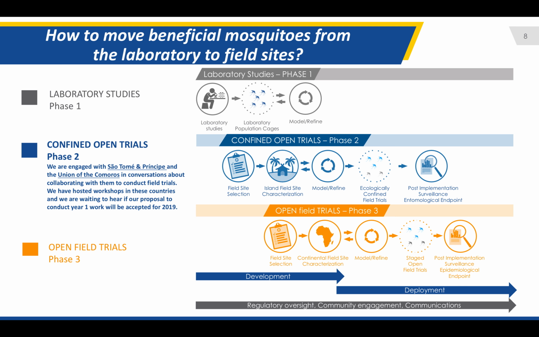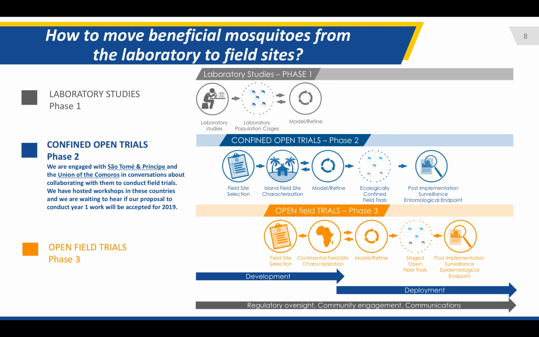Finally, we believe the last step will be an open field trial, which will involve the characterization and selection of a continental field site that can be promising for us to test these gene drive strains that we have.